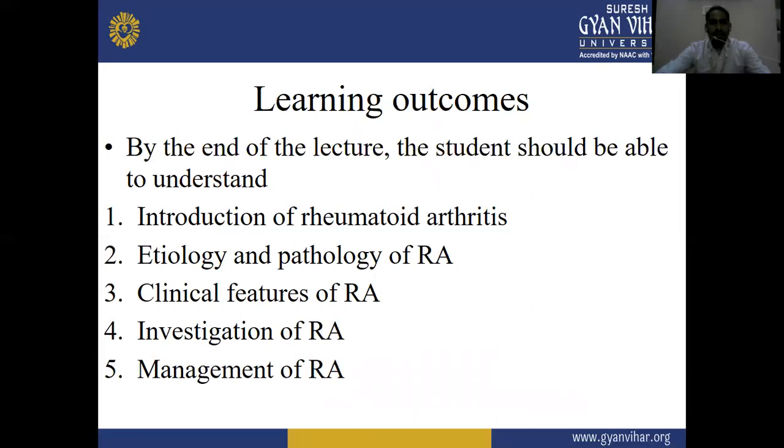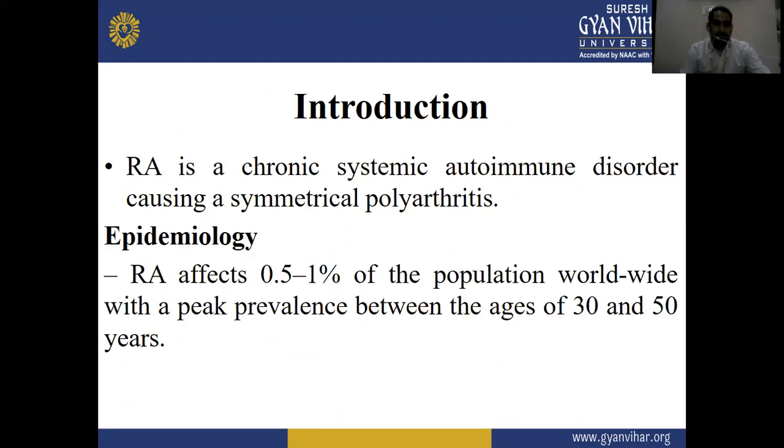Next is the learning outcomes of rheumatoid arthritis. By the end of the lecture, the student should be able to understand the introduction of rheumatoid arthritis and etiology, the pathology of rheumatoid arthritis, the clinical features of rheumatoid arthritis, the investigation of rheumatoid arthritis, and the last learning outcome is management of rheumatoid arthritis. These are the learning outcomes of rheumatoid arthritis.